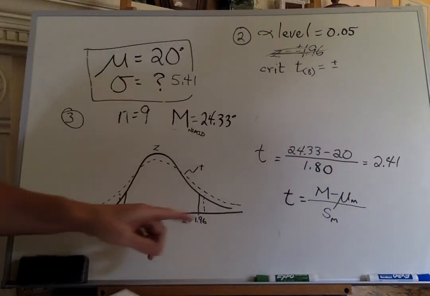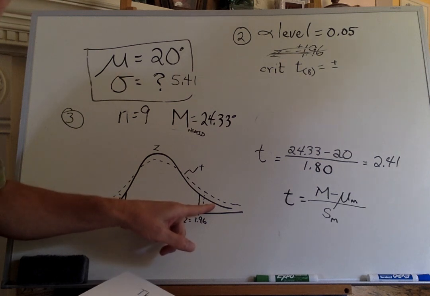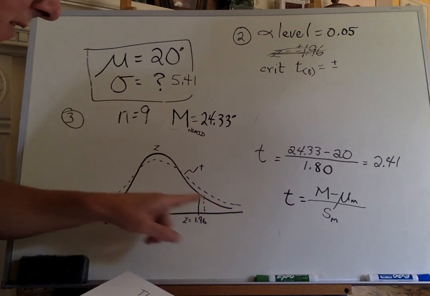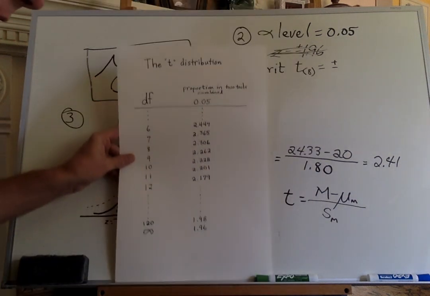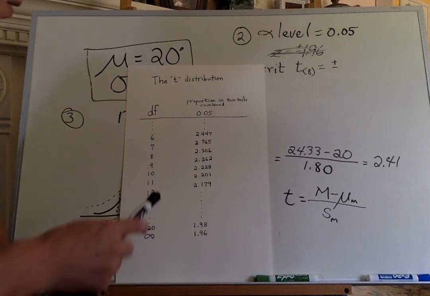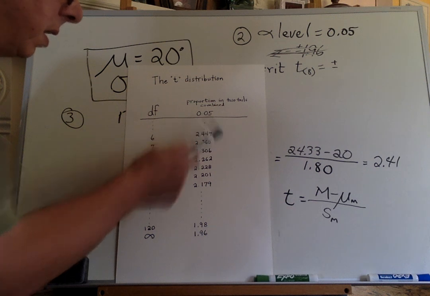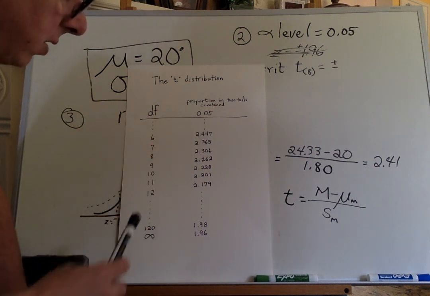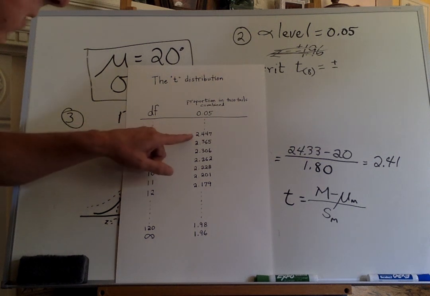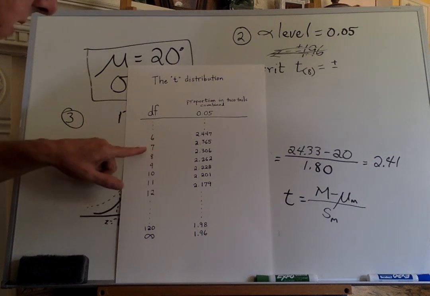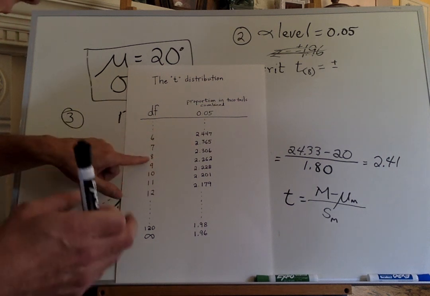Well, if we look at the 2 tails combined, what do we want? We want 5%, right? We want 5% in the 2 tails. So look at that column where it says proportion in the 2 tails combined, 5%. And you will see a whole bunch of critical t-values. If we have 6 degrees of freedom, the critical t-value is 2.447. 7 degrees of freedom, critical value is 2.365. 8 degrees of freedom, well, that's what we have.